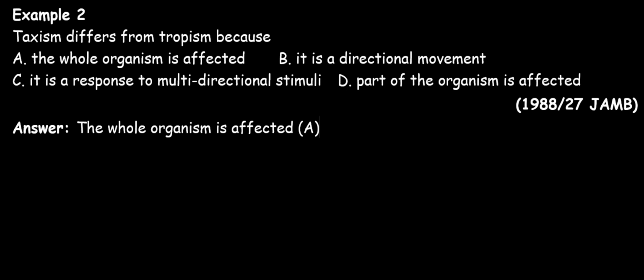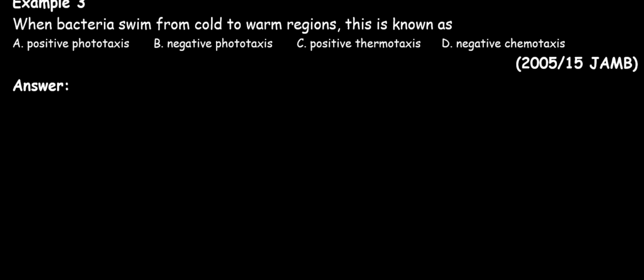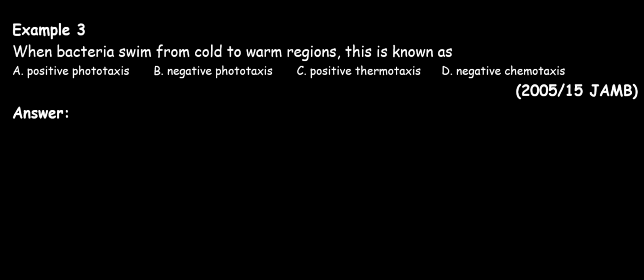the organism is affected. The next question says, when bacteria swim from cold to warm regions, this is known as A. Positive phototaxis, B. Negative phototaxis, C. Positive chemotaxis, D. Negative chemotaxis. The answer to this question is C. A positive chemotaxis. The movement of bacteria from a cold region to a warm region is an example of a positive chemotaxis movement, as it is a response to temperature, a positive response to temperature.